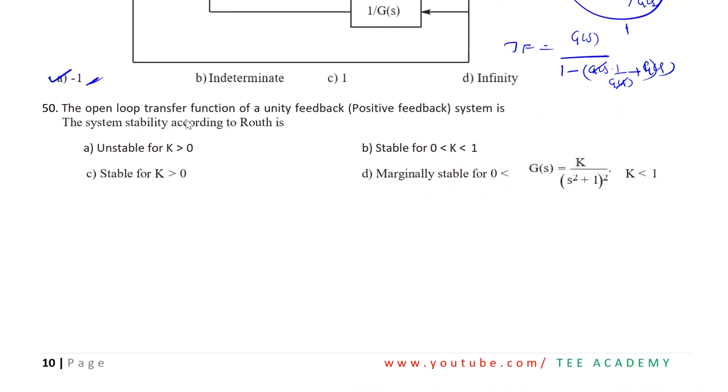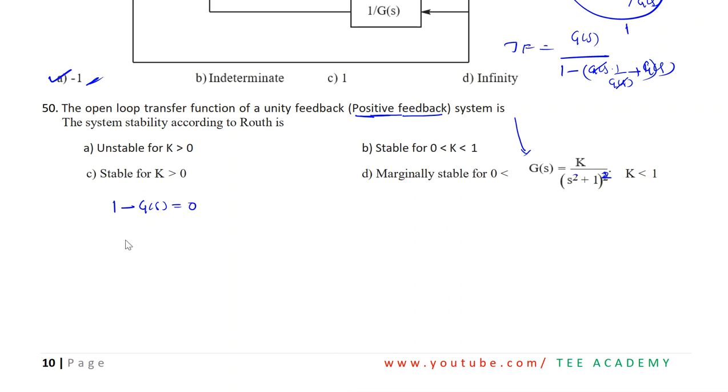Okay, right. The open loop transfer function of a unity feedback system, and they mention that it is a positive feedback system, is G(s) equal to K divided by (s squared plus 1) whole squared. Is the system stable according to the Routh-Hurwitz criterion? First we'll take the closed loop characteristic equation, 1 plus or 1 minus here. They said positive feedback, so 1 minus G(s)H(s) is equal to 0.